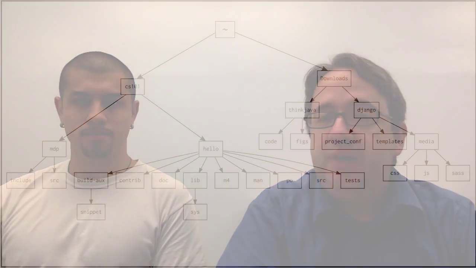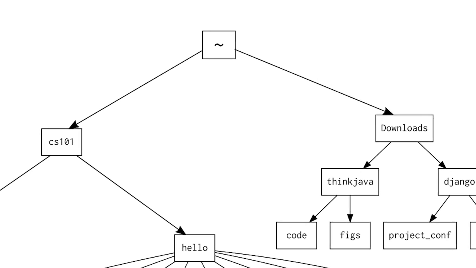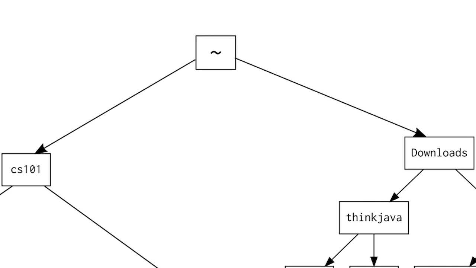Yeah, and just as a note, we're going to use the terms folder and directory interchangeably. They mean the same thing. Directory is just an older school term for it, but a lot of people more familiar with the desktop environments would use folder, and that means the same thing. So at the top of this directory tree, we have the tilde character, which represents our home directory. And two of its subdirectories are CS101 and downloads.